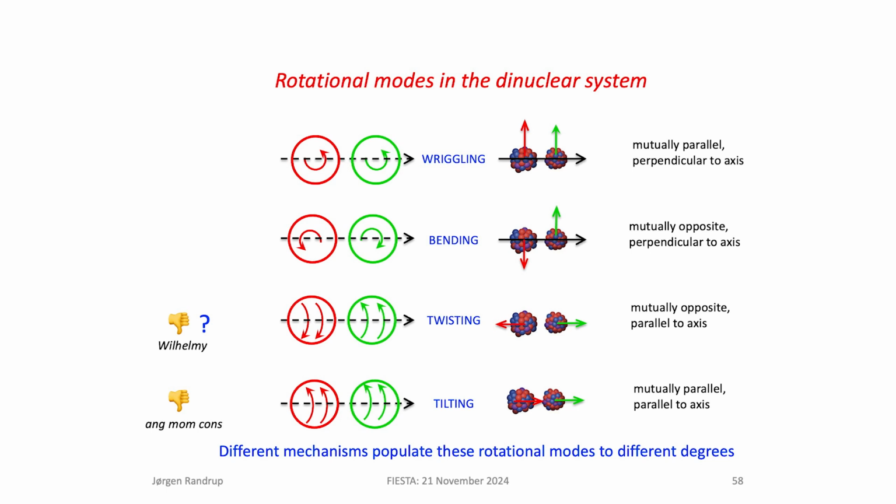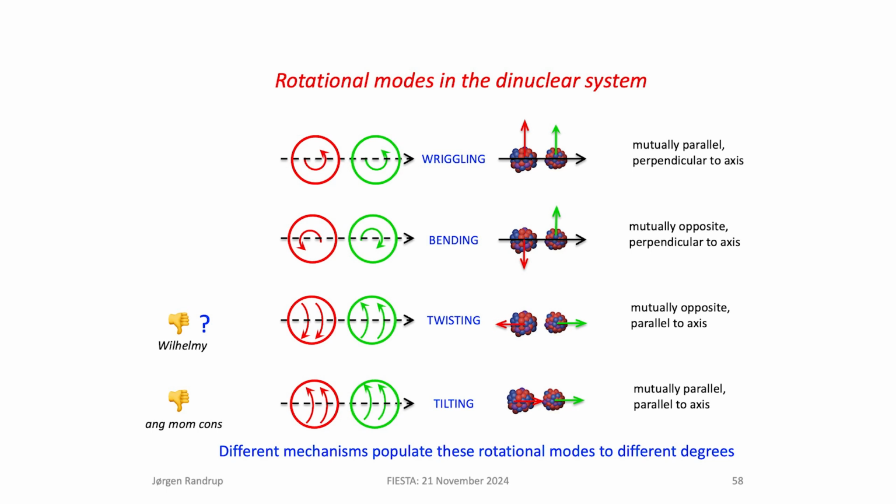Wriggling, I was already trying to illustrate this. The two fragments do like this. The spins are perpendicular to the direction of motion and they're parallel. And bending is the opposite. They're perpendicular, but opposite. These are the two that Wilhelm says are the dominant ones, and twisting is if they're along the direction of motion, and the tilting is if they are parallel also along the spin here. So these are the different modes, and this one's doubly degenerate up here because there are two transverse directions. You have 6 altogether. So now the reason for measuring these things is that different models and different mechanisms give different population of these modes. So if we can measure them, we can learn something about what is really going on dynamically.